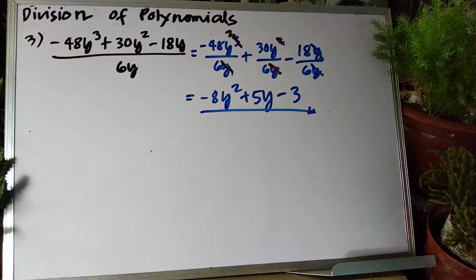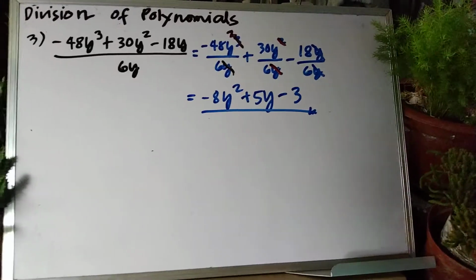Simple as that. If you see that the divisor is a monomial, you just divide each term of the polynomial by the divisor na monomial.